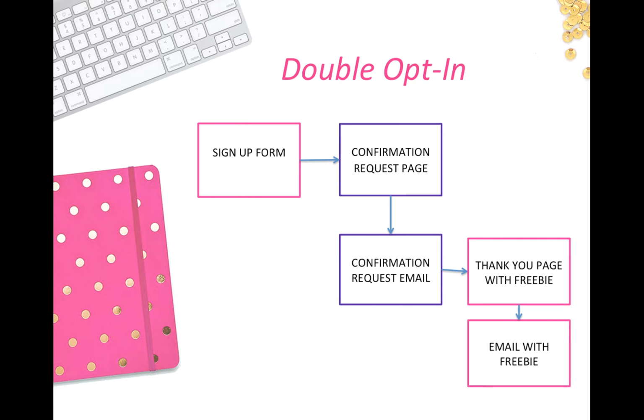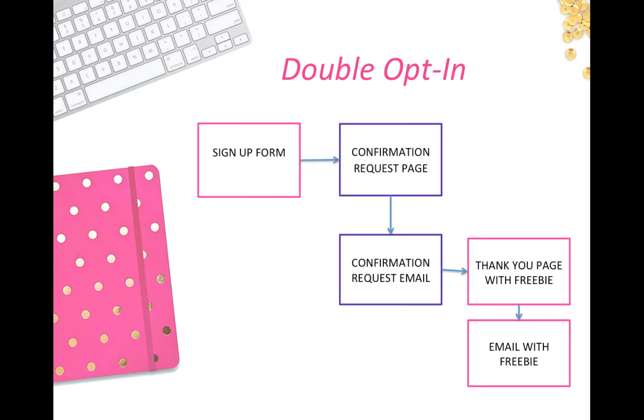In the double opt-in process, people sign up through a sign-up form. They get to a confirmation request page, as I like to call it, that tells people to go check their email and click the confirmation button in that email, right? So they head over to their inbox, they see the confirmation request email, they click on the confirmation button, and then they get to a thank you page where they can download the freebie. And then very often they will also receive an email with the freebie in it as well, or at least a link to the freebie.